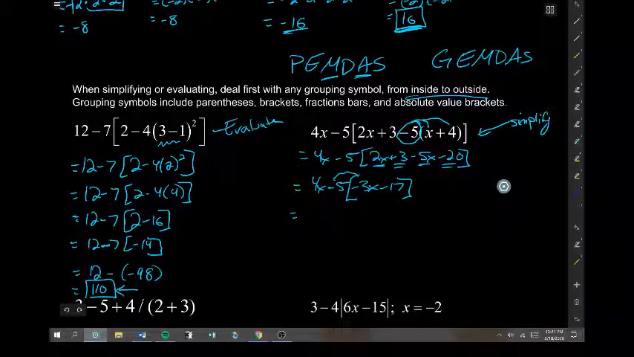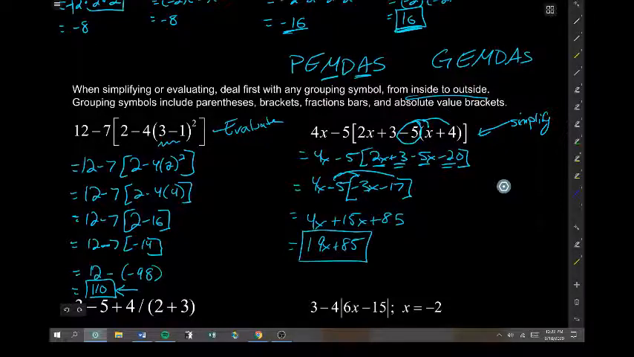Now I can distribute this 5. A bracket is the exact same as a parenthesis. The bracket doesn't mean anything. We just use brackets so they look different from parentheses, so when they're side by side, it's not so confusing. So now it's 4x plus 15x plus 85, which is 19x plus 85. There, I simplified.